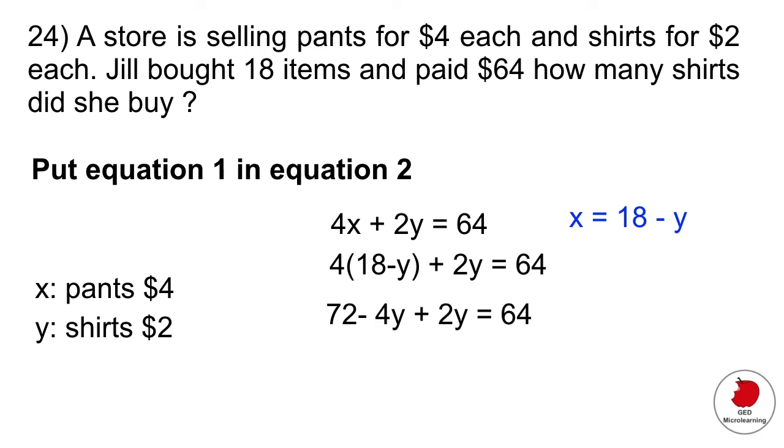All right, now what we're going to do is clean our equation up. So minus 4Y plus 2Y would give you minus 2Y. And then we're going to take that 72 on the left side and subtract it from the left side. And then we're also going to subtract it from the right side. Okay, so we end up with minus 2Y is equal to minus 8. Y is equal to 4. All right, so that's the number of shirts she bought, 4.